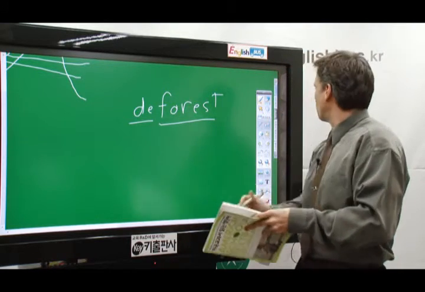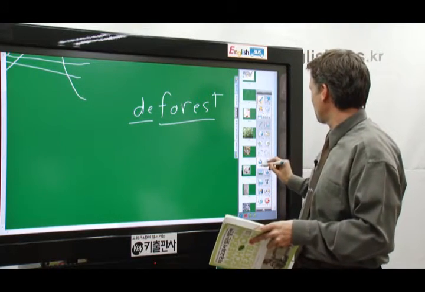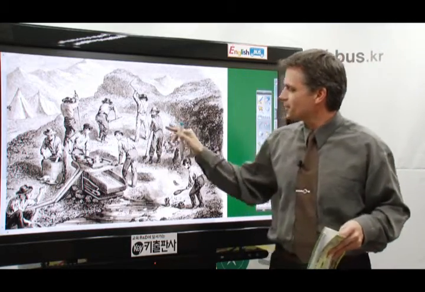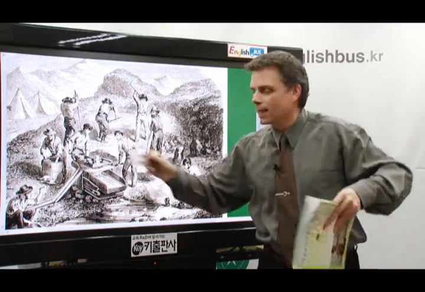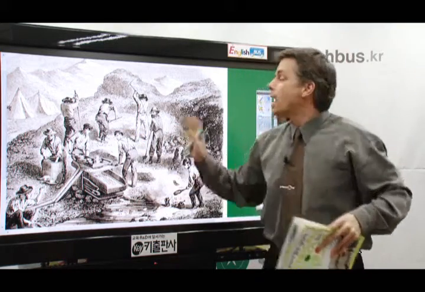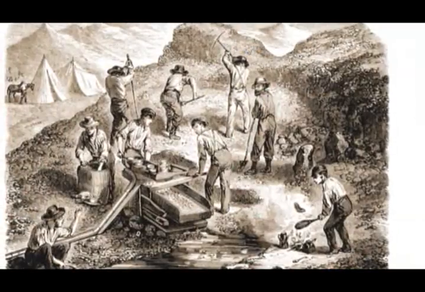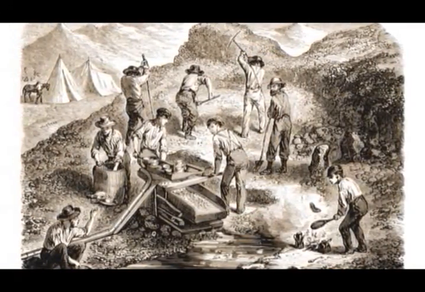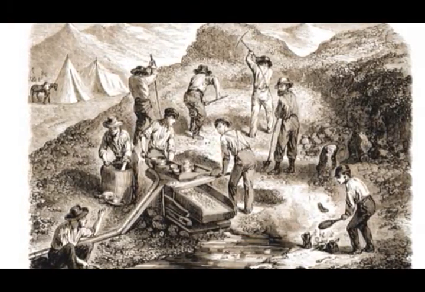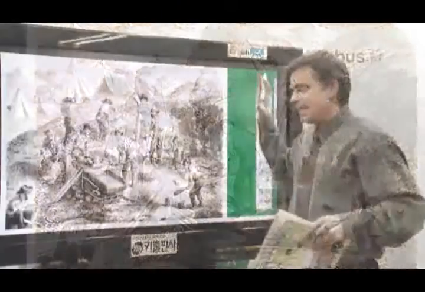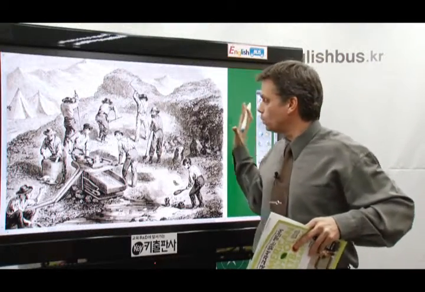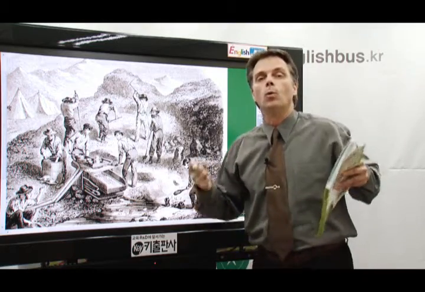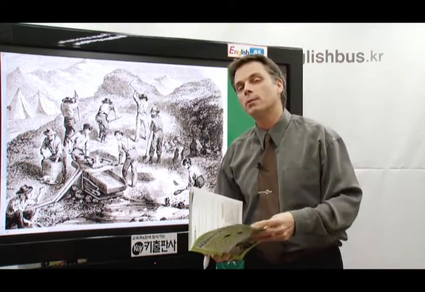Okay, now word number 7. Let me show you a nice picture. Okay. Do you recognize this area? Look at this. What are they doing? These men are digging, because at that time in the 1800s, somebody found gold, a lot of gold out there. So people from the east of the United States went rushing and running to the west. So they call that the gold rush, and that's word number 7.